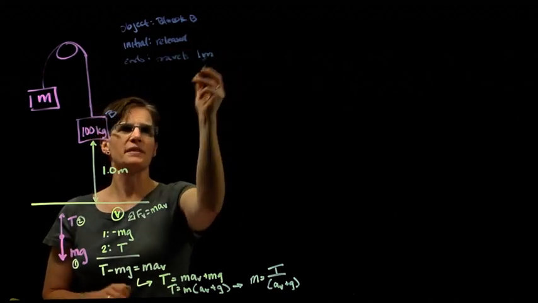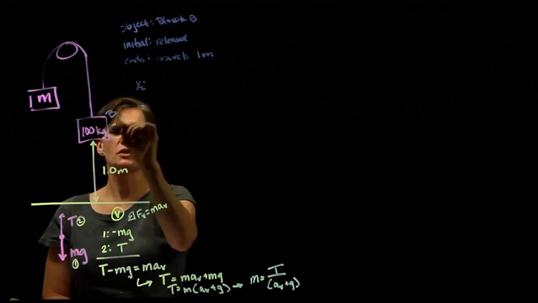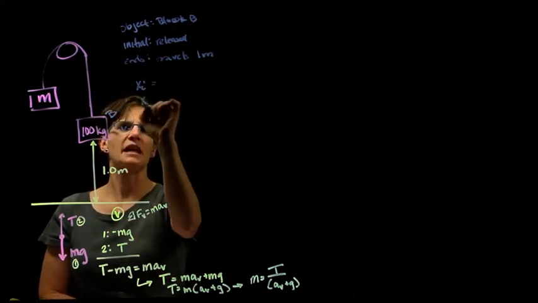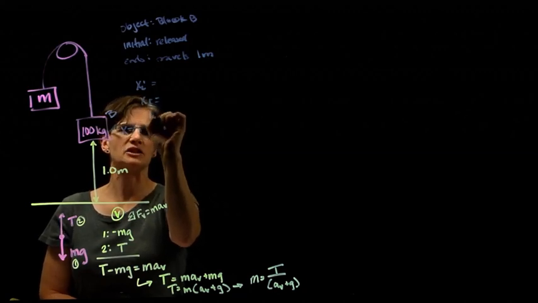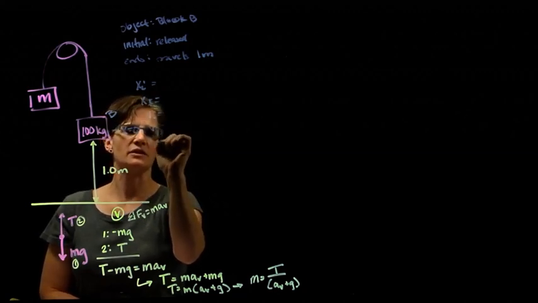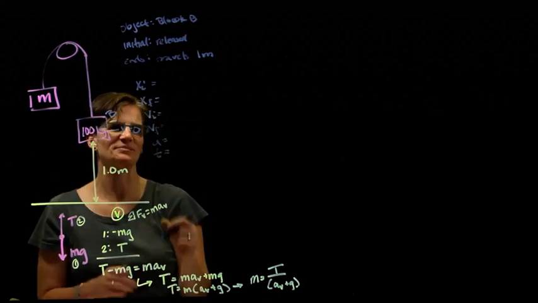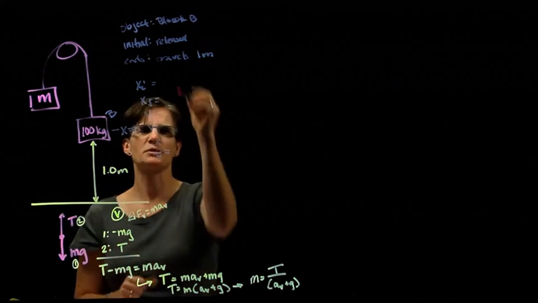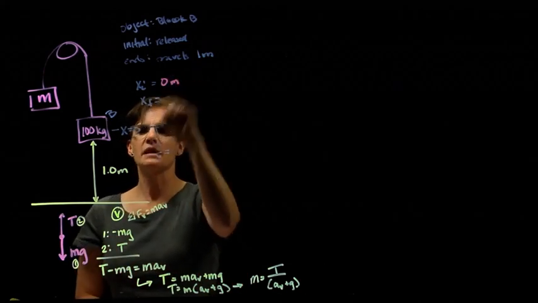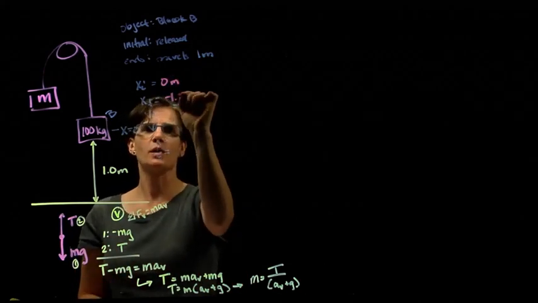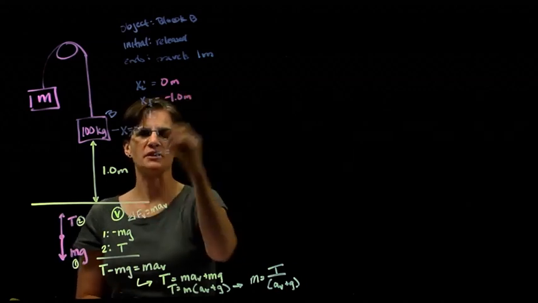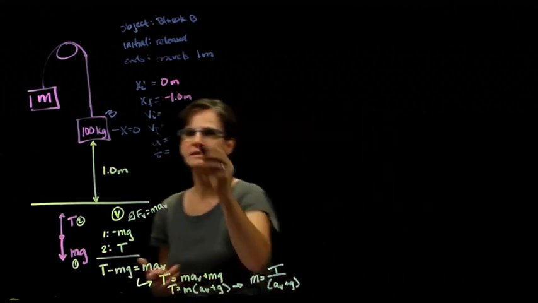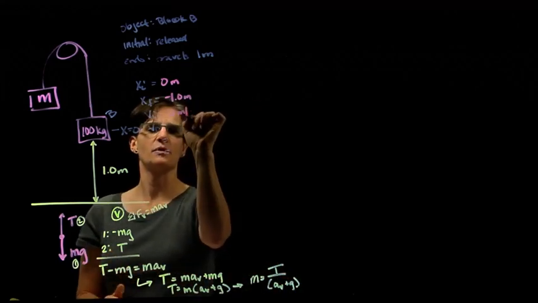I have to set an origin, so I'll set my origin there. X initial, x final, v initial, v final, acceleration, and time. I'm going to switch colors because that blue's not working so well. My initial position is 0. Final position, minus 1 meter. It travels that 1 meter. Initial velocity: keep in mind it does say it is released from rest, so it has an initial velocity of 0 meters per second.